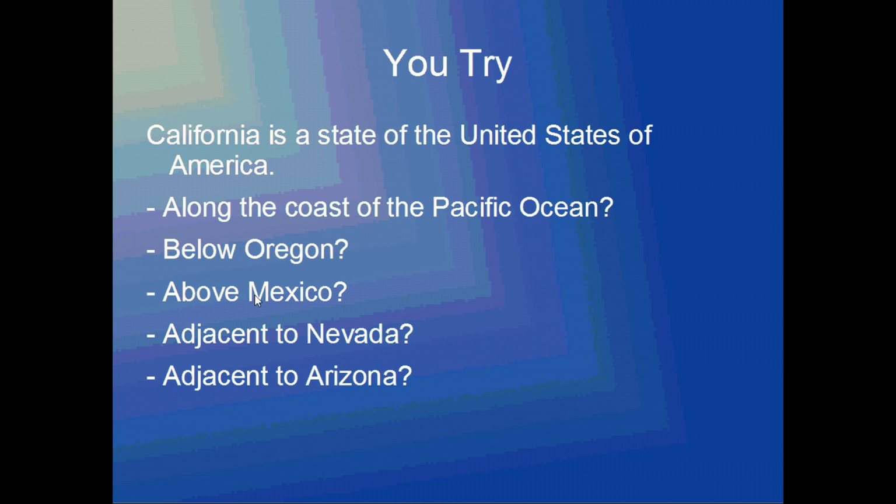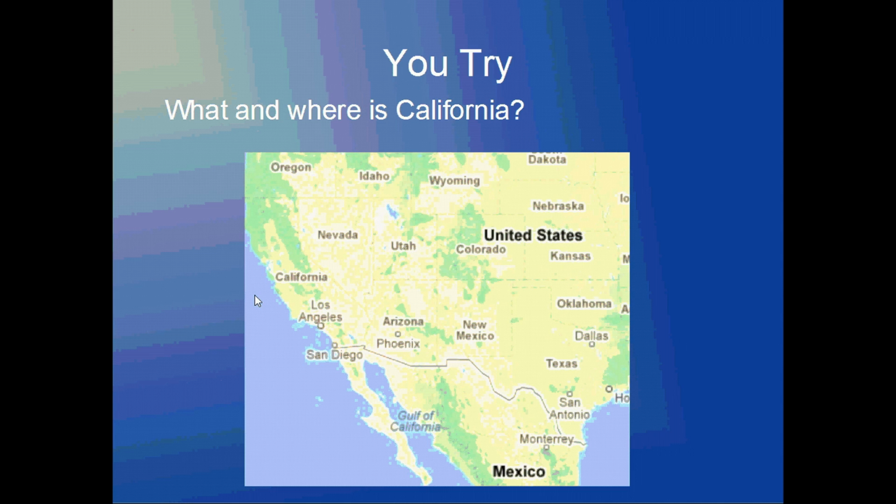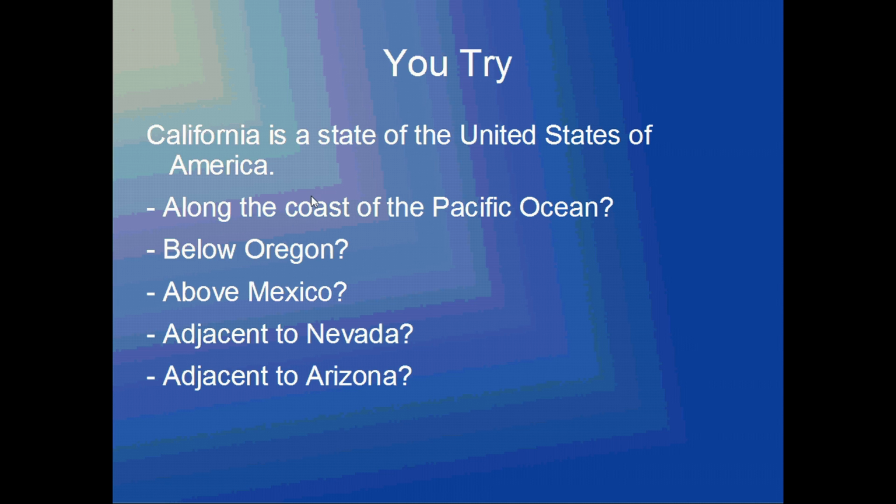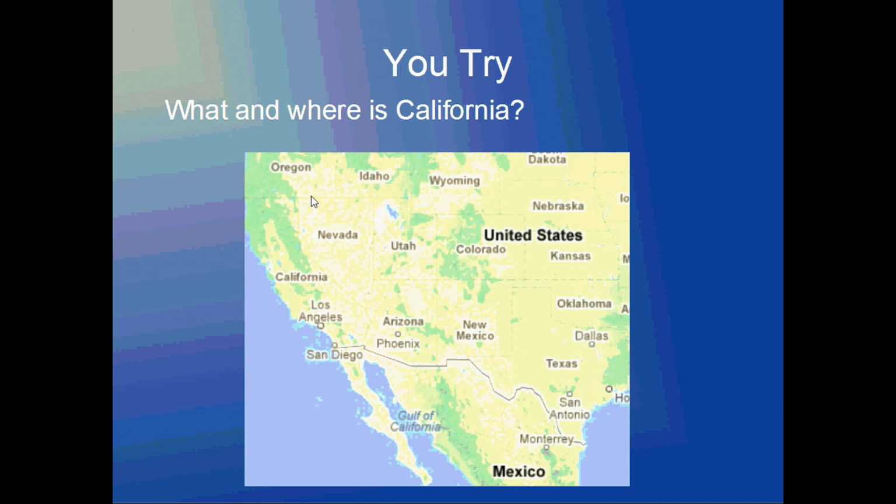What about adjacent to Nevada? Would that tell us exactly where California is? Nope, because Oregon, Idaho, Utah, Arizona, they're all states that are adjacent to Nevada. What about adjacent to Arizona? Would that tell us exactly where California is? Nope, because Nevada, Utah, New Mexico, Mexico, those are all adjacent to Arizona.